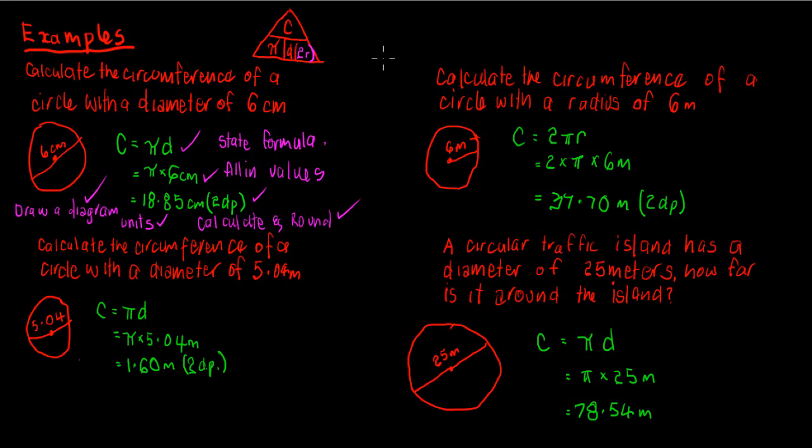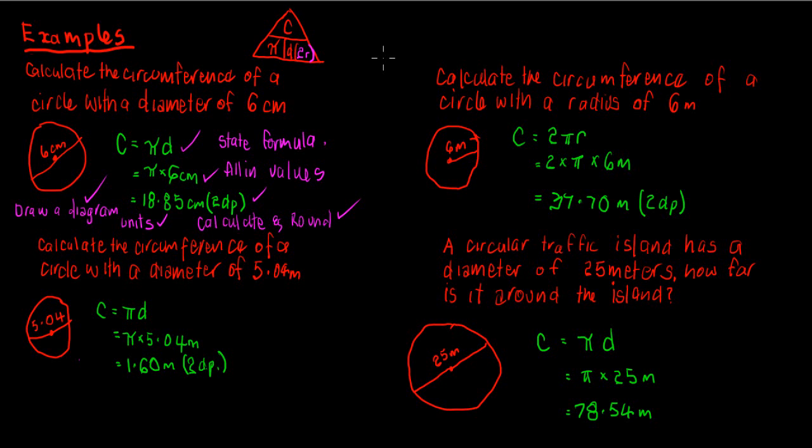Calculate the circumference of a circle with a diameter of 5.04 meters. Let's draw a diagram. Put in the 5.04, that's the diameter. State the formula, C equals pi d. Fill in the values, C equals pi times 5.04 meters. Multiply it out, 15.83 to 2 decimal places. Generally, if the information that you're given at the start is to 2 decimal places, you should show your answer to 2 decimal places, just as a general rule.